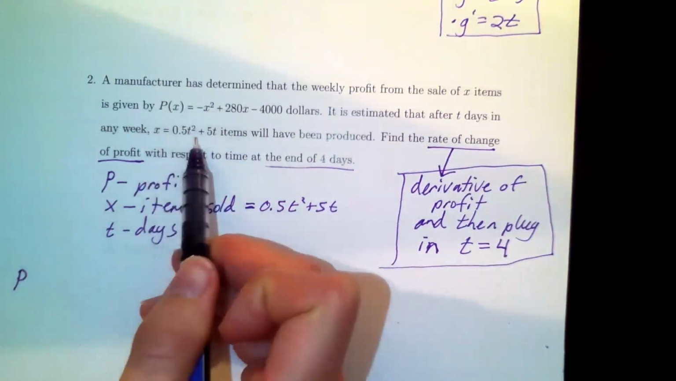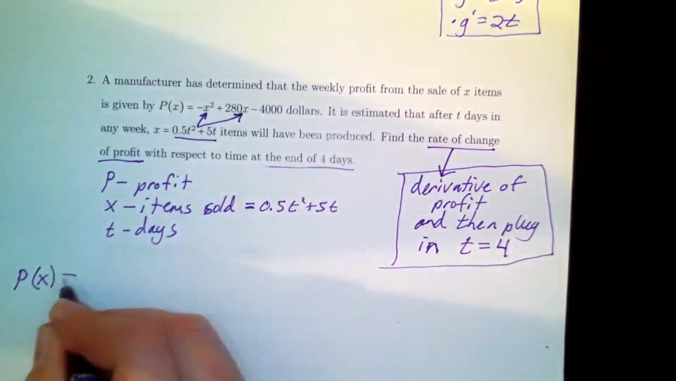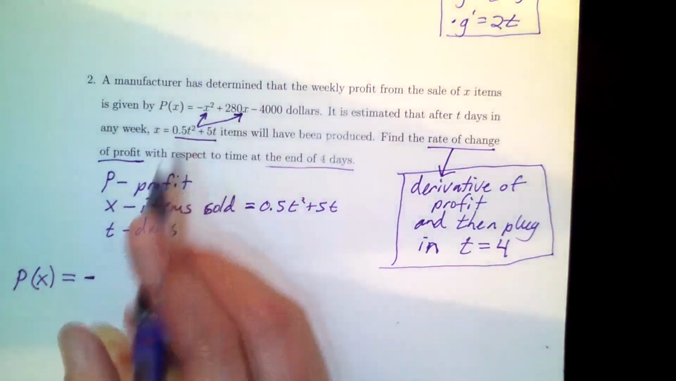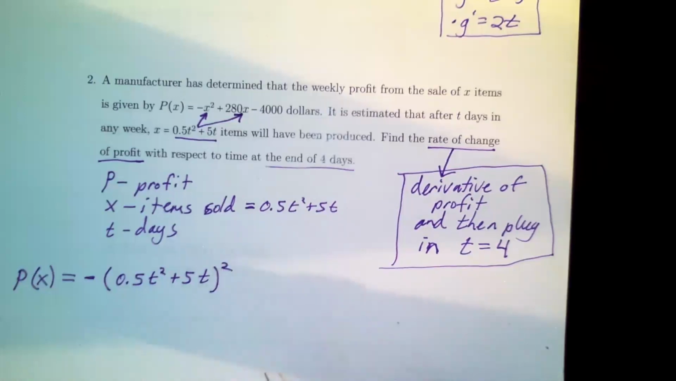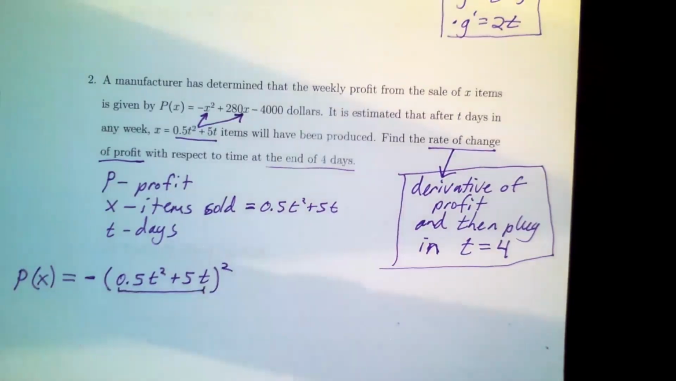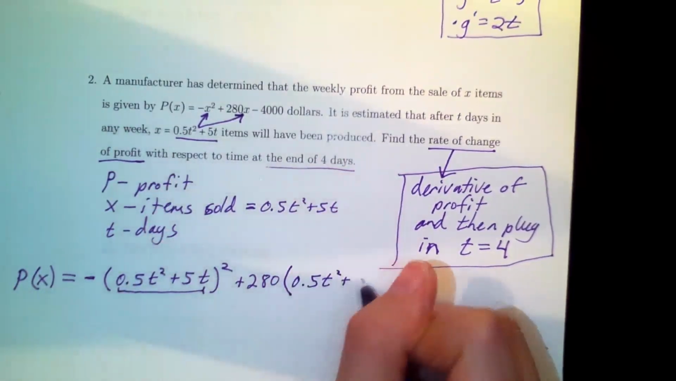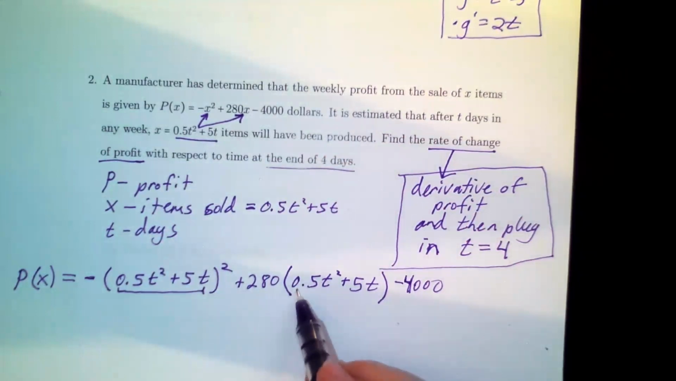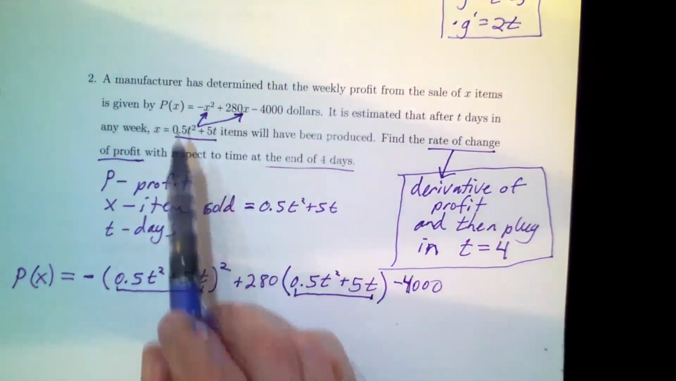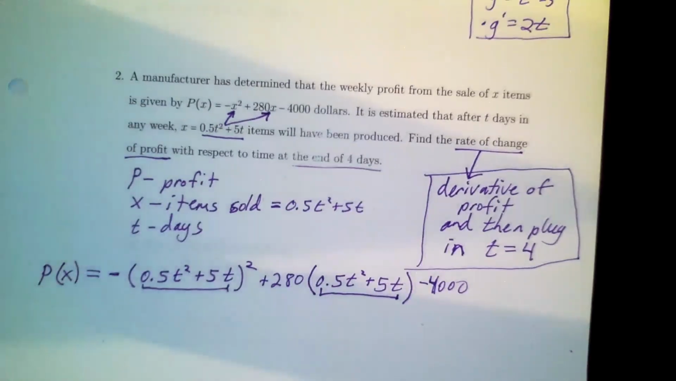P is a function of x is a function of t, so I'm going to take this formula here for x and I'm going to shove it into P. We have P is negative x squared plus 280x minus 4,000, where x is 0.5t squared plus 5t. So this is my P with all of my x's replaced with what x is equal to. This is a classic composition where in place of one variable in the original, I took a whole other function and plugged it in. So this is a composition of two functions.